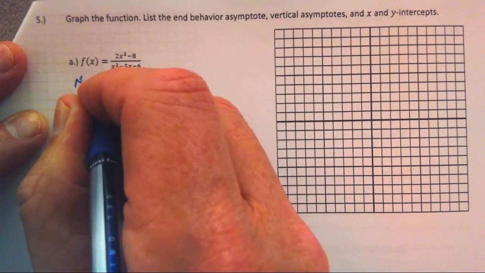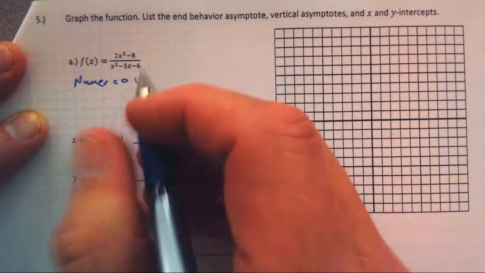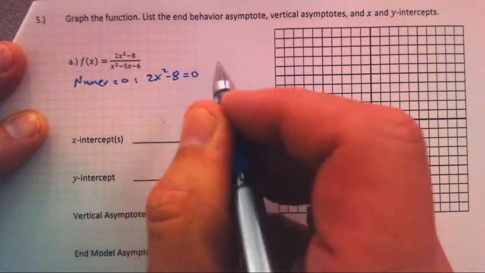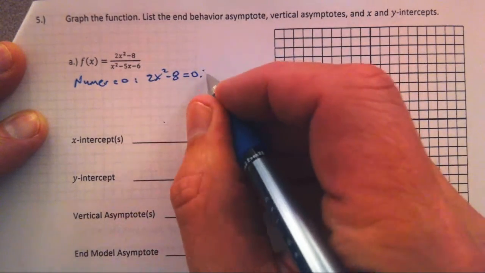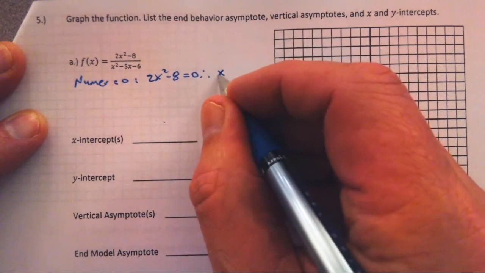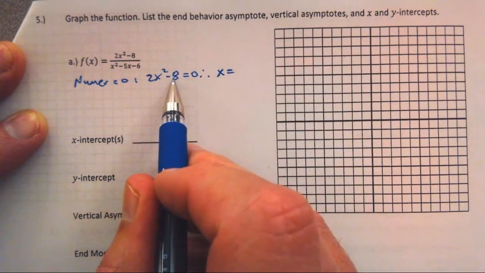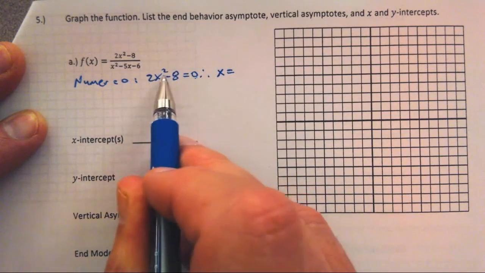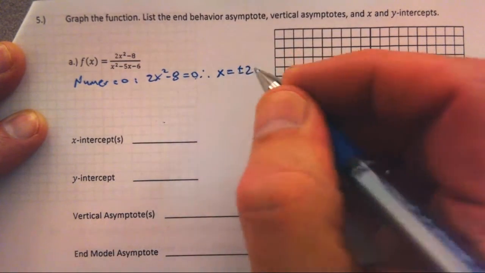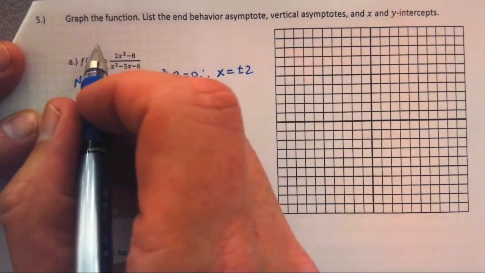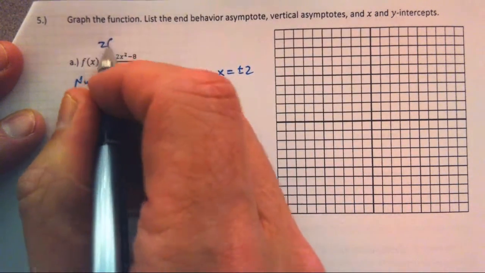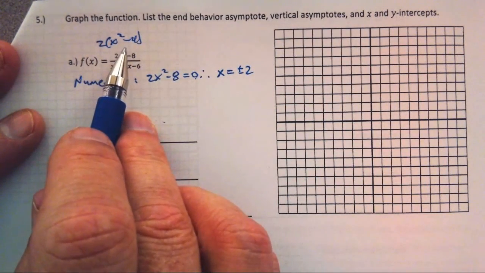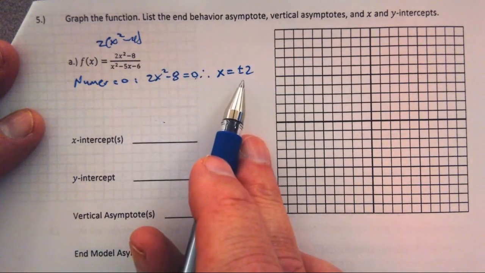So I'm going to let the numerator equal 0, and when the numerator equals 0, I have 2x squared minus 8 equals 0. If I solve for x, I add 8, divide by 2, get 4, take the plus or minus square root, so x equals plus or minus 2. Now we could have gotten that just as easily by factoring. If I factor out a 2, I get 2 times x squared minus 4, and then I can quickly see that I have factors of x plus 2 and x minus 2, yielding these.